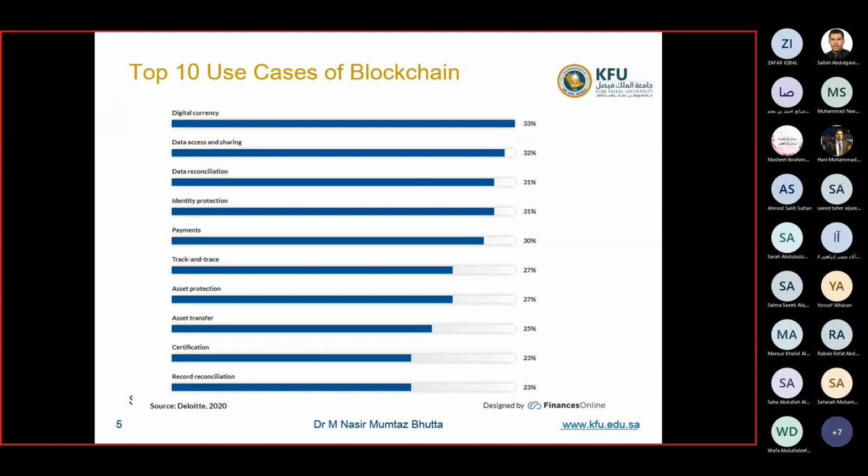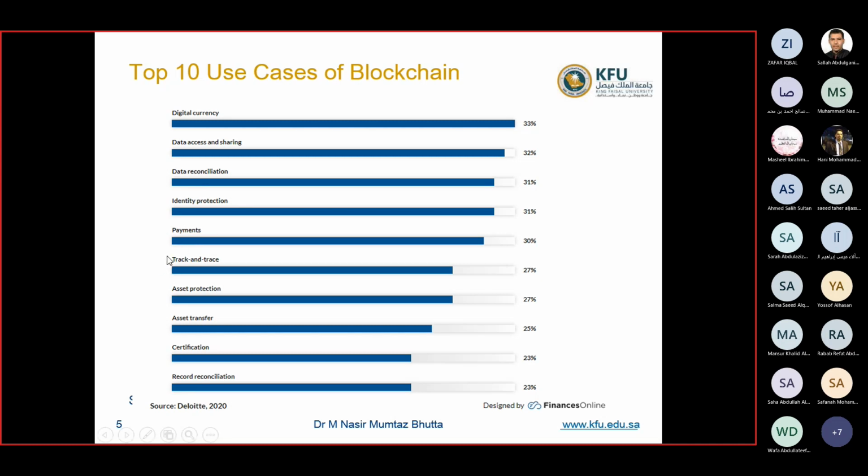So here are some of the use cases which I have selected, which are getting popular for blockchain. Digital currency, obviously, it was started for digital currency, and still it is the leading use case of blockchain, at 33%. These are interesting ones, which span multiple disciplines: data access and sharing, 32%, data reconciliation, identity protection, and payments. You can see even normal payments have started, as I showed in the previous statistics as well.